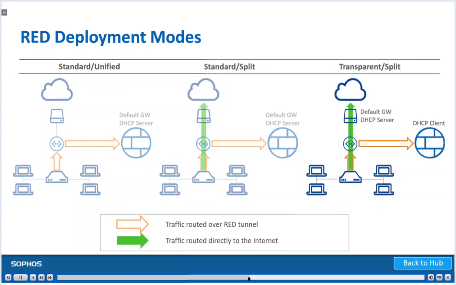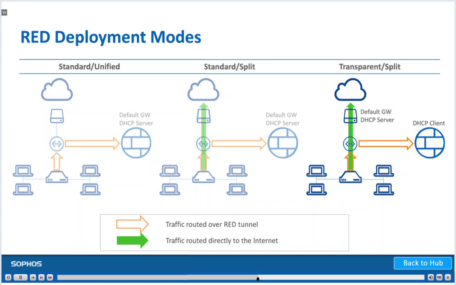In Transparent Split mode, the Sophos XG firewall doesn't manage the remote network, but is a member of it. The firewall gets its IP address from a DHCP server running on the remote network. Only traffic to defined networks is sent through the RED to the Sophos XG firewall, and all other traffic is sent directly to the Internet. As this mode of deployment does not require any readdressing, it is an easy way to connect networks following an acquisition or similar.